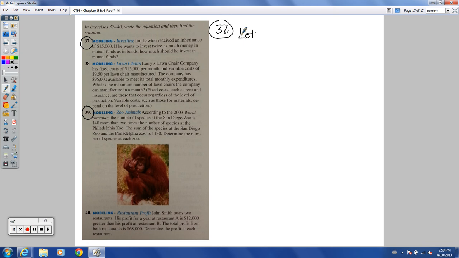So what do we want to call my variable? X. We could always go with X. That's a good fallback. But let's say twice as much as bonds. Let's say B is the amount invested in bonds. That sounds like a good one to use there. If that's true, then you could set up this equation. We can say that the amount invested in bonds, B, plus the amount in mutual funds, since we want to invest twice as much money in mutual funds as bonds, so we're going to take this plus 2B. This is the amount invested. 2B is the amount invested in mutual funds.